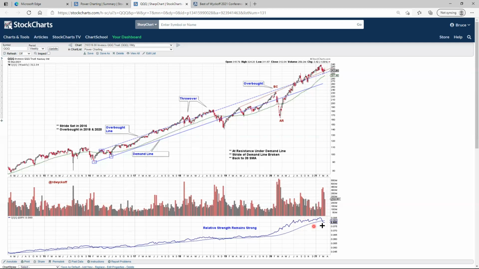Also, do notice that the relative strength is already starting to flatten out and turn down for the triple Qs. So after a very, very long, as far back as we have history on this chart, upward trend for the relative strength, it is now at risk of breaking down out of this upward moving average and also this trading range. Very interesting, and we'll keep an eye out for that.